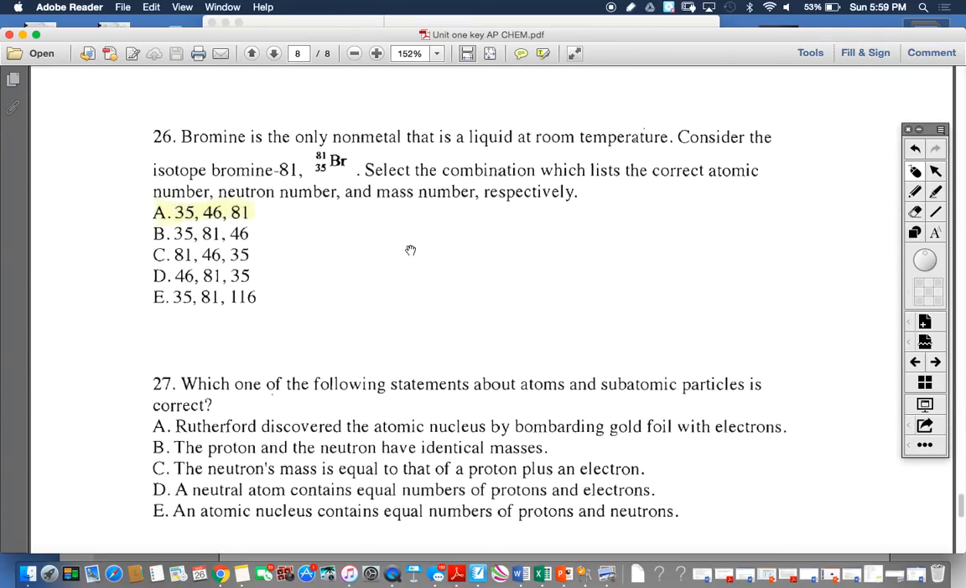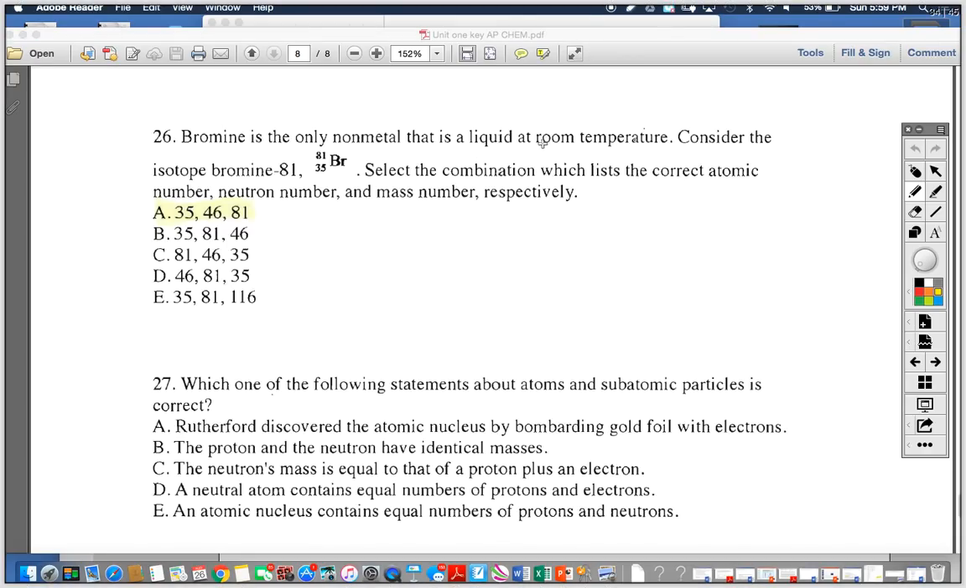Next, 26. They give you bromine as an element, liquid at room temperature, isotope, so it's isotope notation. So you know that number is the number of protons, which lists the atomic number. So the atomic number is 35, so you eliminate C, you eliminate D. The neutron number is going to be subtracting the mass number minus the atomic number, 46, and finally the mass number is 81. That's why A is the correct answer.